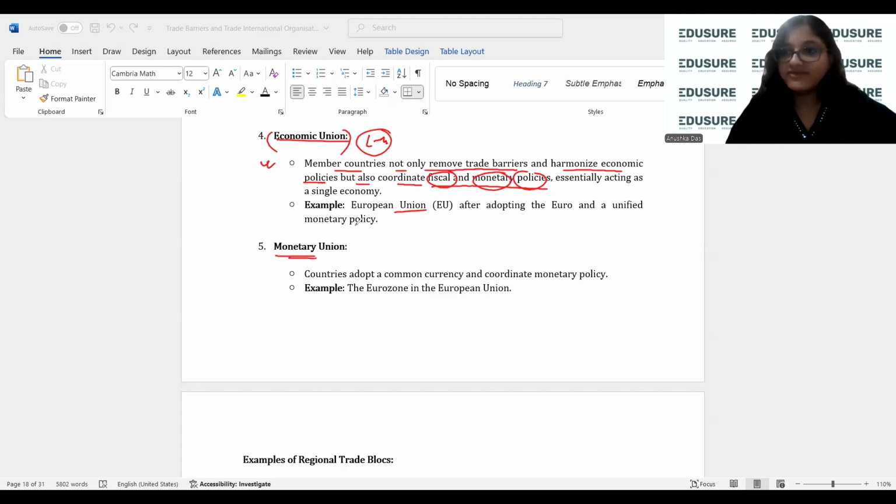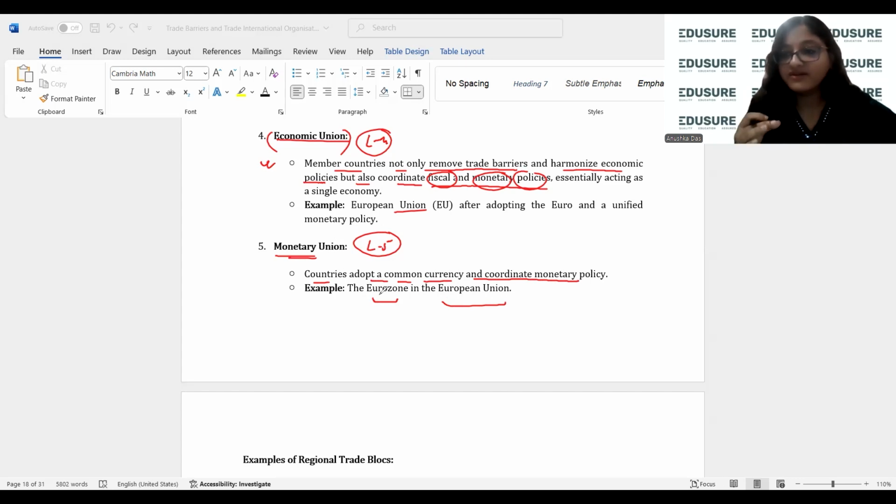Some books consider an even higher degree of integration, which is the monetary union, which means countries adopt a common currency and coordinate the monetary policy, as you can see in the Eurozone, in the European Union, where the Euro is the single currency. This is the highest degree of integration. So in all the countries, you will allow a single currency and they will also coordinate the monetary policy. So integration in the government policy will take place. Also, not only that, even more advanced, a single currency will be prevalent in all the economies.